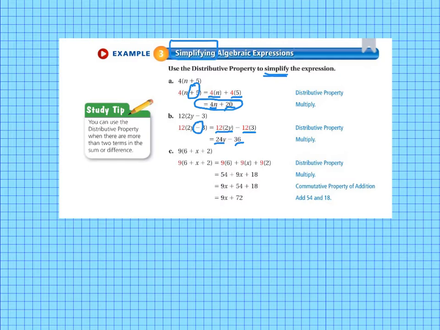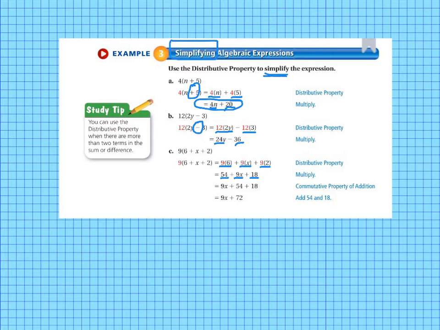Letter C is a little bit trickier because there are 3 things in the parentheses. We do the same thing: 9 times 6 plus 9 times x plus 9 times 2. Then we multiply. 9 times 6 is 54. 9 times x is 9x. And 9 times 2 is 18.